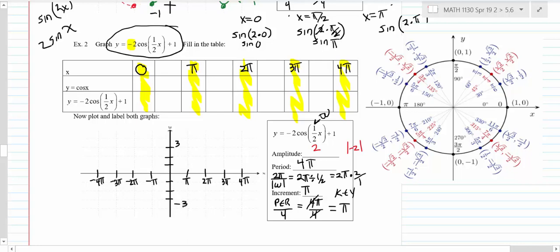All right, does everybody understand how I got the period and increment? Everybody with me there? That's the whole key to doing these problems, figuring that out. Now, what I'm going to do is go ahead and fill this out.